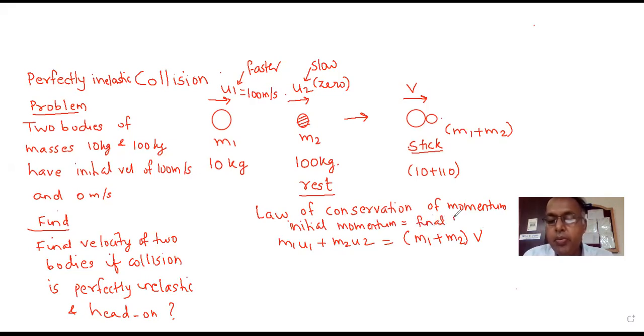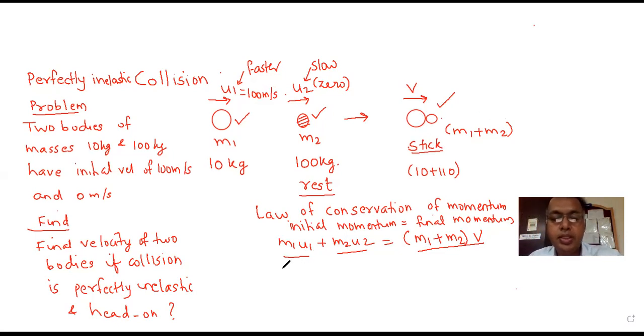Final momentum. So momentum is mass into velocity. Okay, so m1 u1 is what? Momentum of this body. m2 u2 is what? This is the initial momentum of the second body. And m1 plus m2 into v is what? This is the momentum of the bodies which are stuck together. Okay, stick झालेला आहे. So these bodies are having the momentum m1 plus m2 into v.